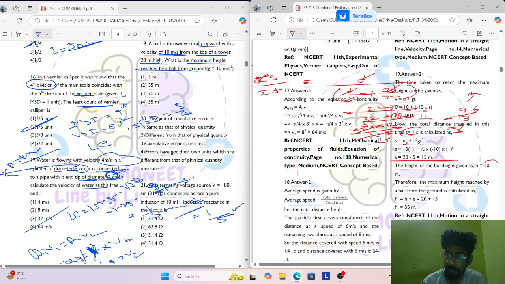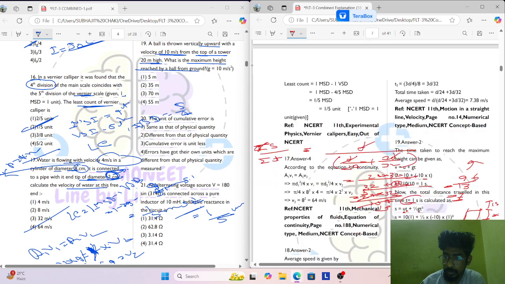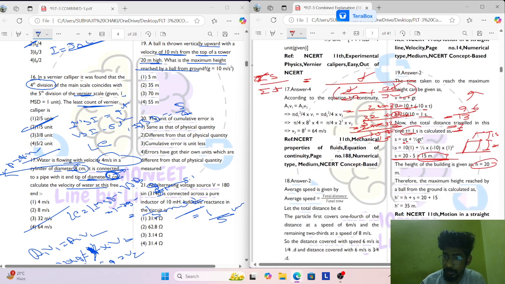The height of the building is 20 meter and the distance traveled by the object is 15 meter. So the total distance traveled from the ground. This is the building, this is 20 meter, and the object is traveling 15 meter above. The total distance from the ground will be what? Summation of these two, 20 plus 15, means 35.